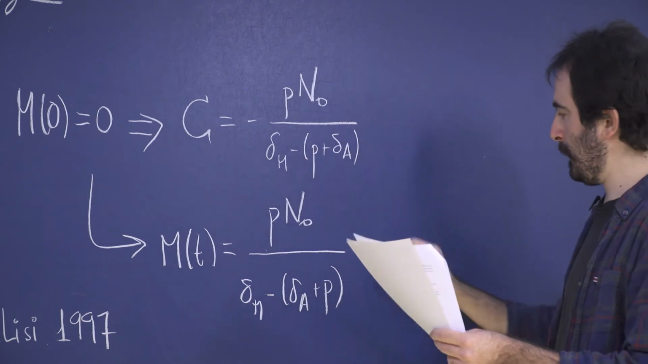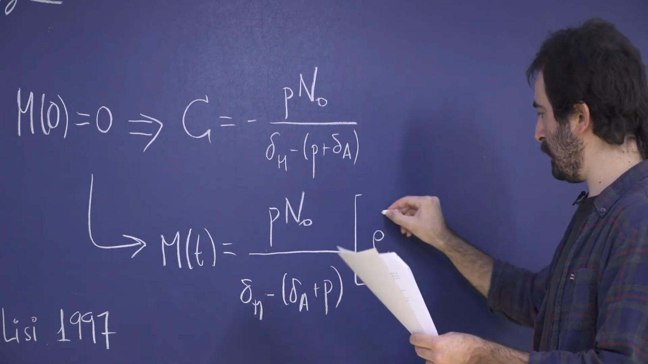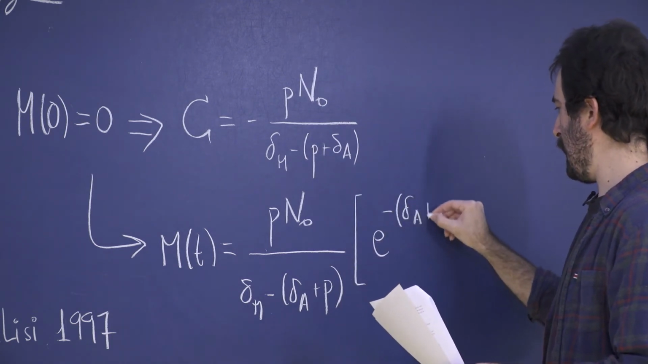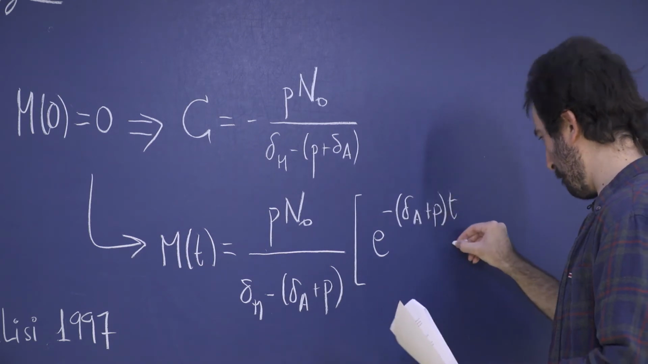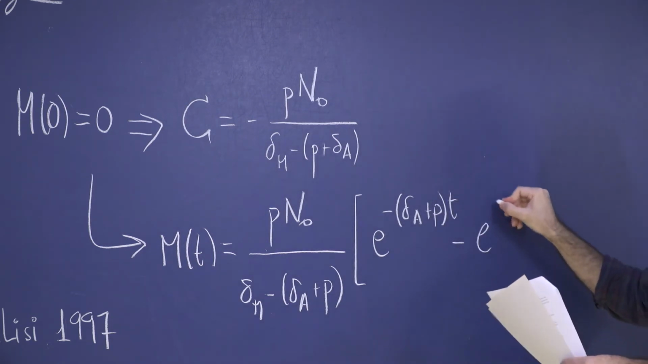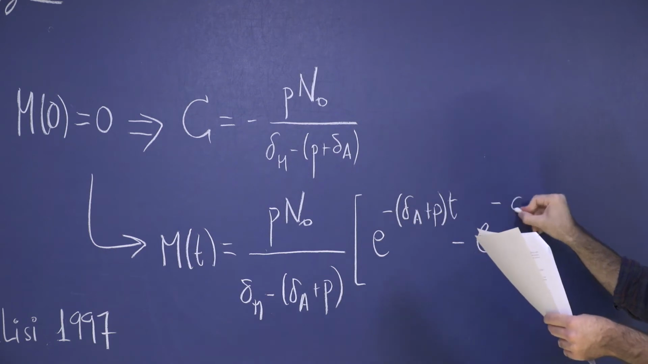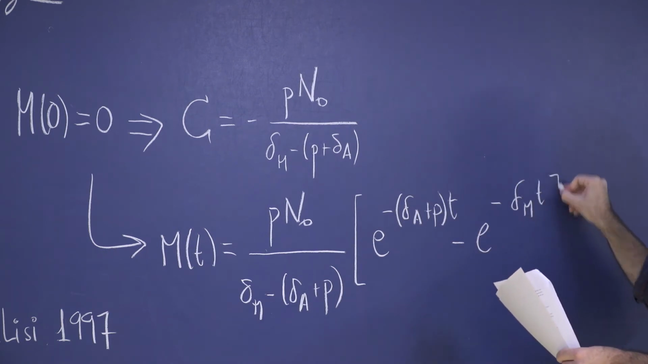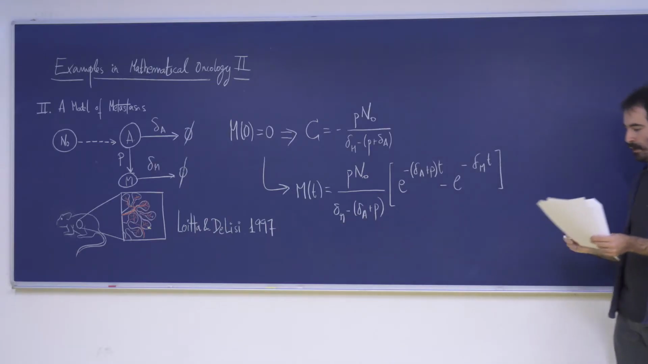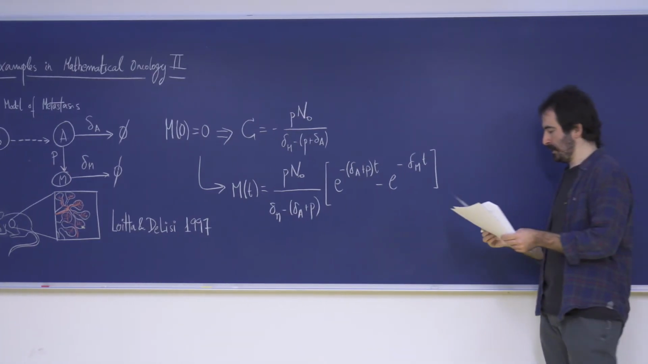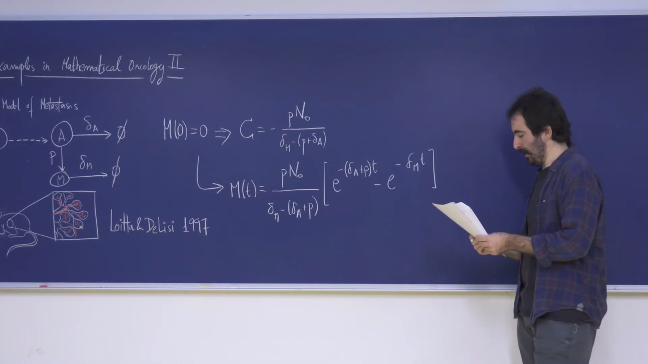All right, and then times e to the minus delta a plus p t minus e to the minus delta m times t. So this is the solution for m of t. All right.